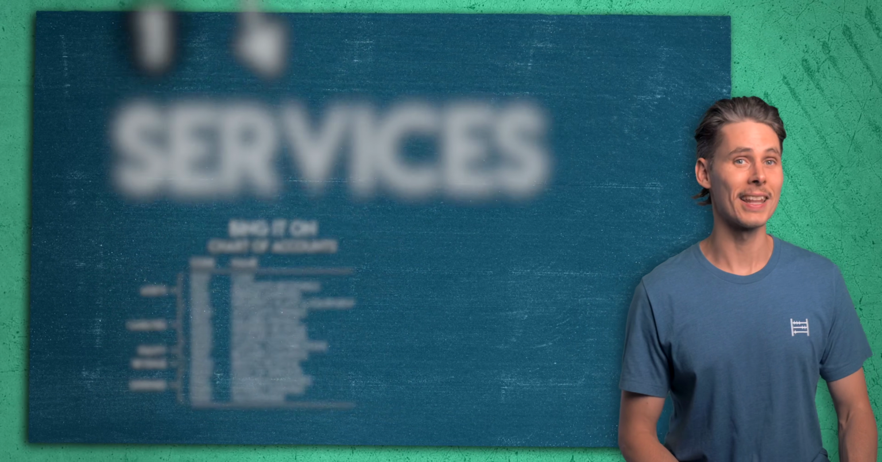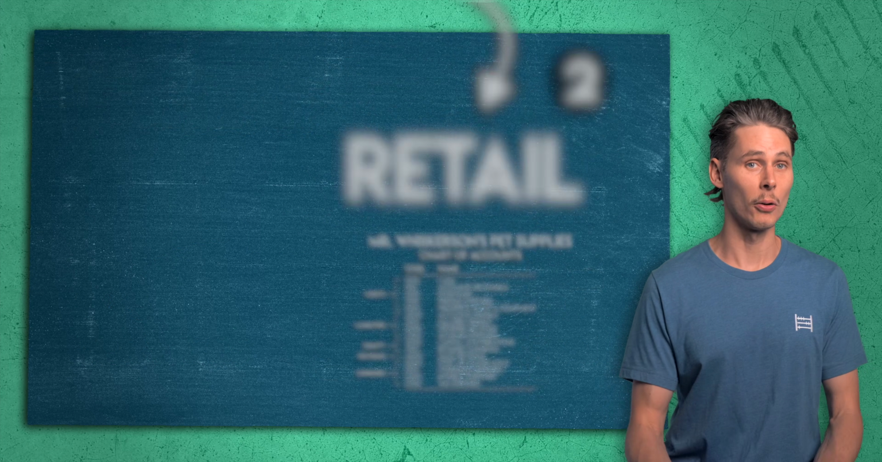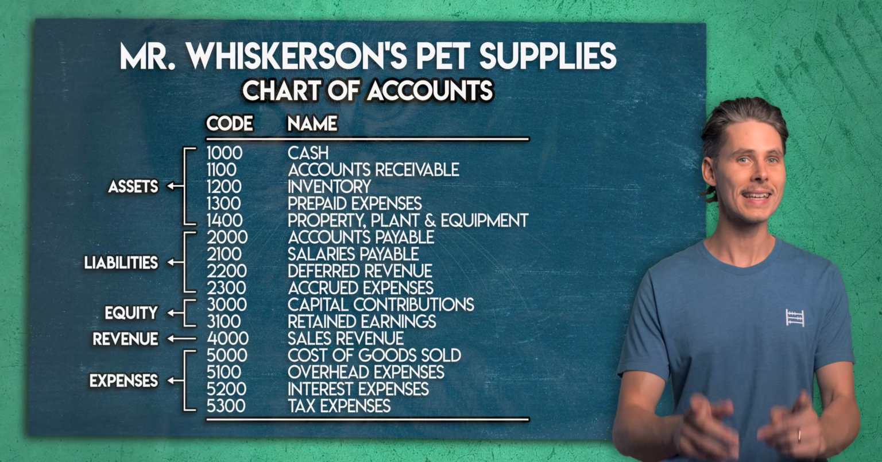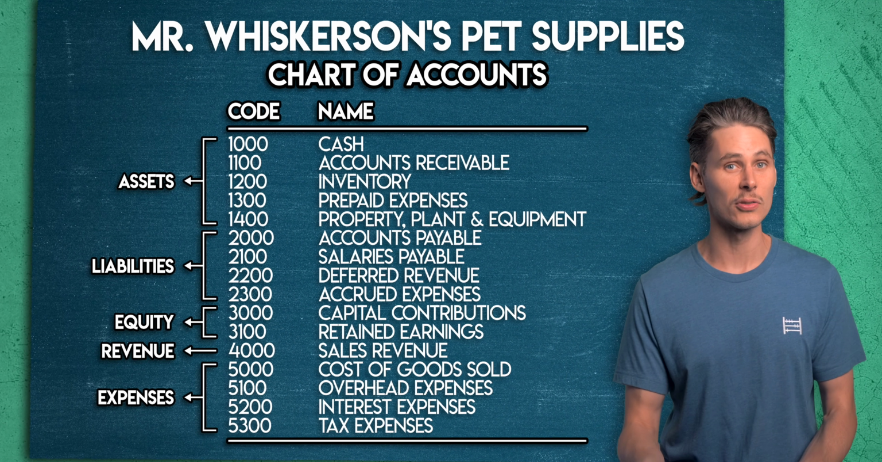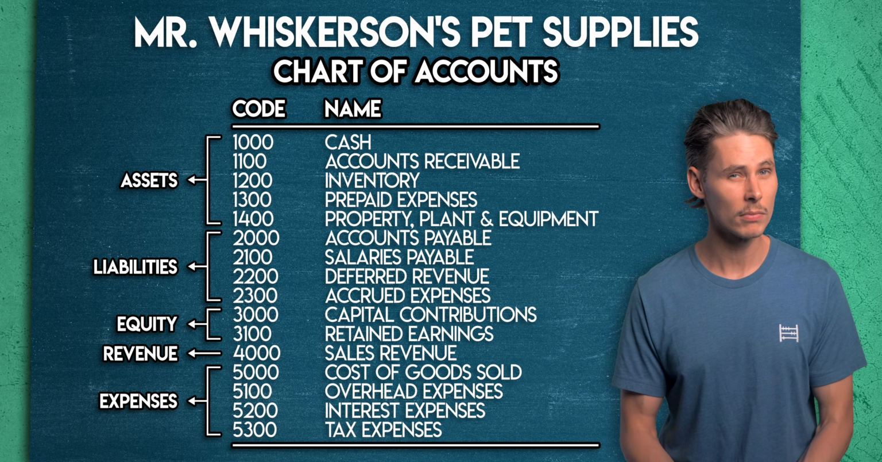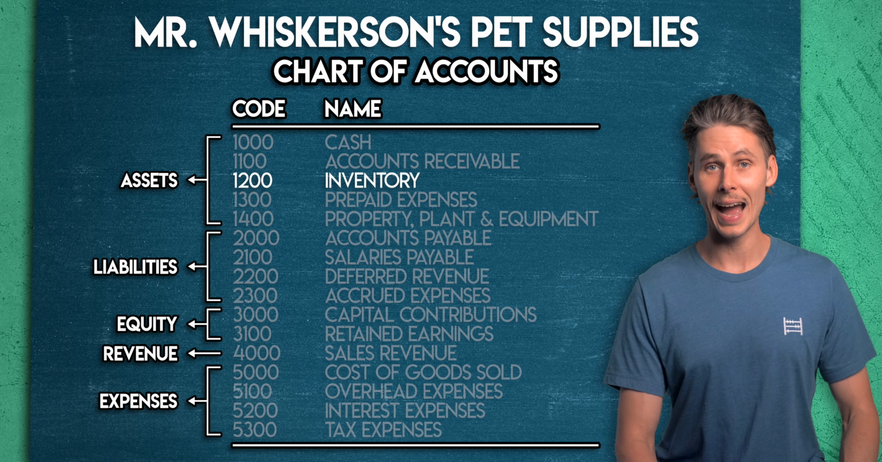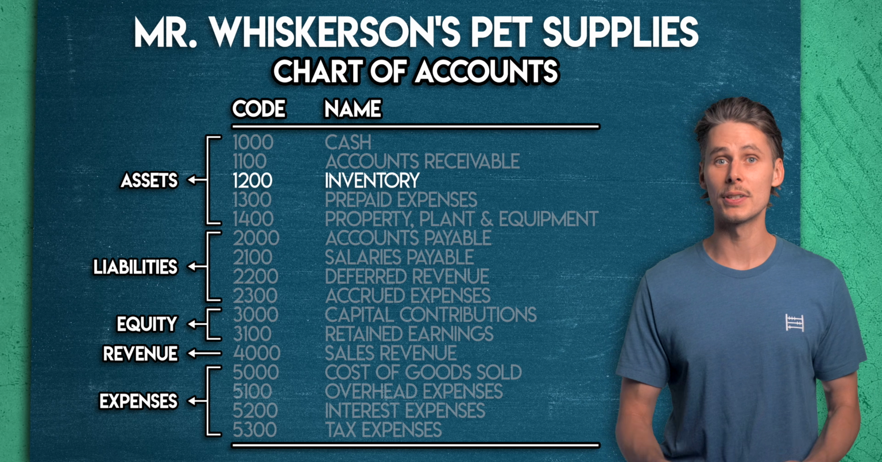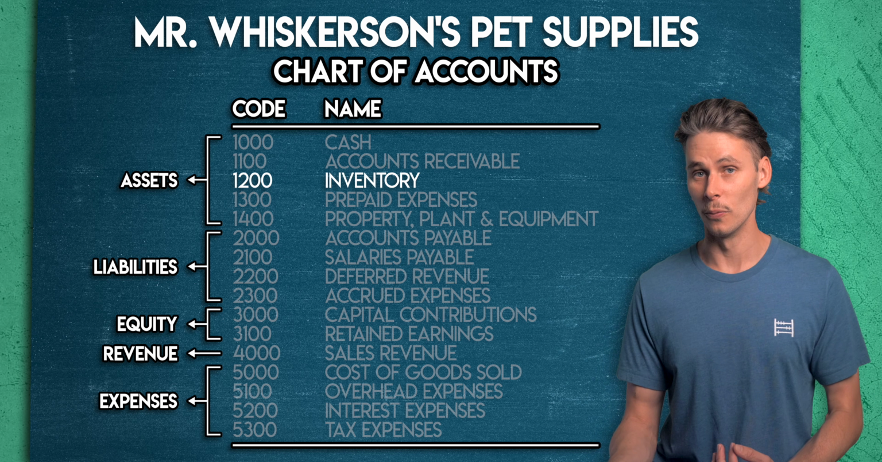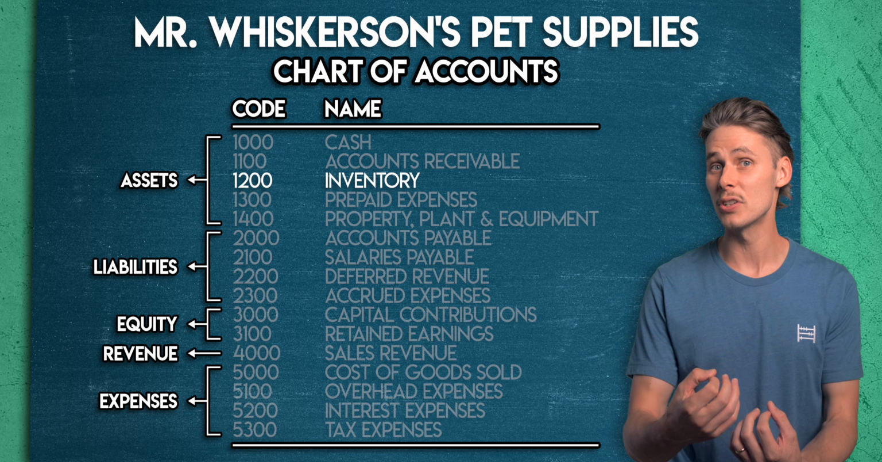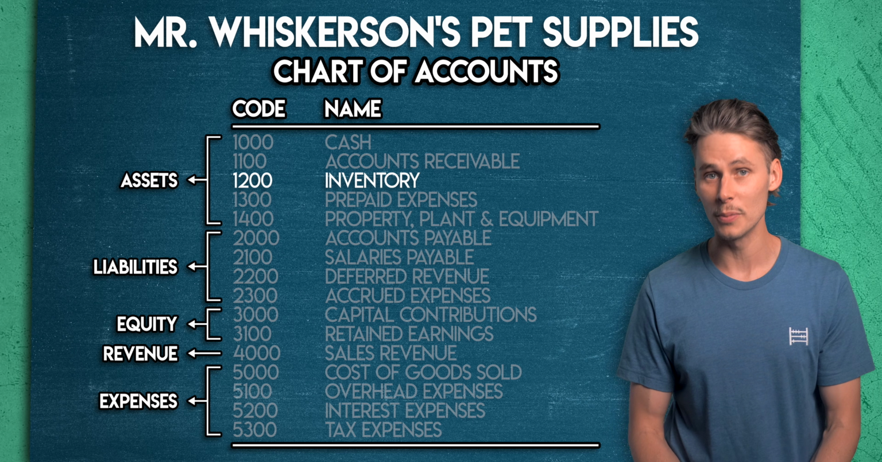Now let's look at the chart of accounts for a retail business. In this example, we have a pet store called Mr. Whiskerson's Pet Supplies. There are 3 key differences between this chart of accounts and the one for Bring It On. Can you spot them? First, we've included inventory, which falls under assets. Inventory represents goods available for sale. This is an important account for retail businesses because they sell inventory directly to consumers.